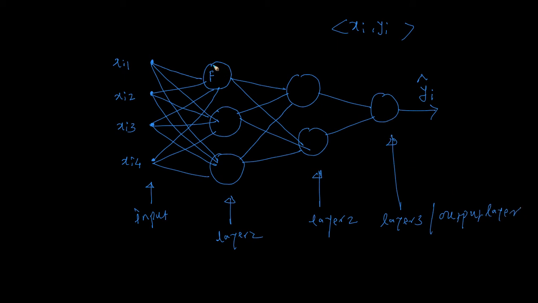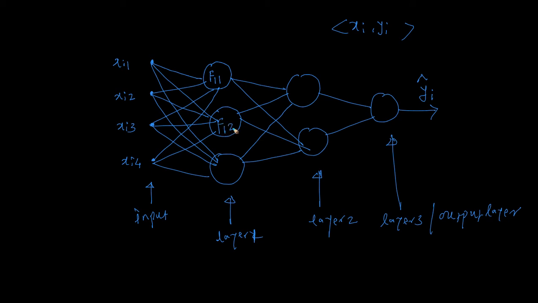Now I can represent the function of this neuron like this: F11. This 1 stands for the first layer. This is layer 1. So this is first layer, first neuron.